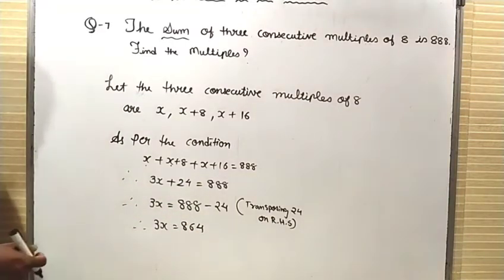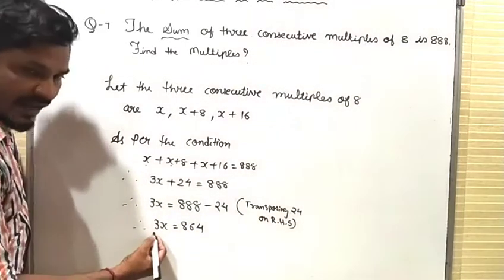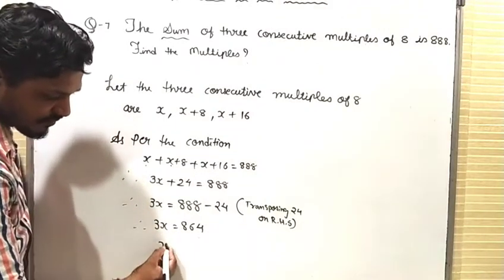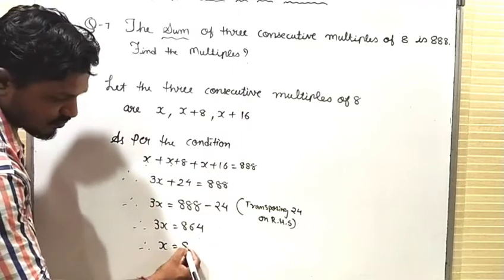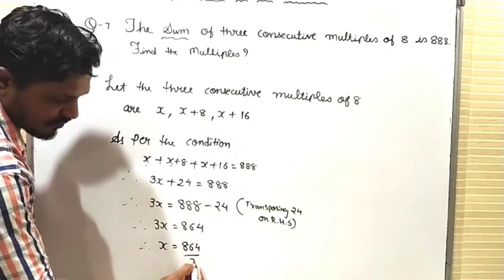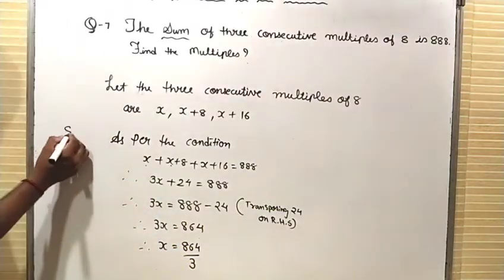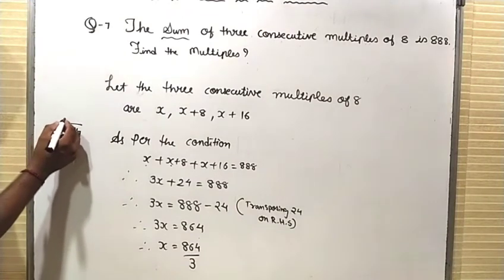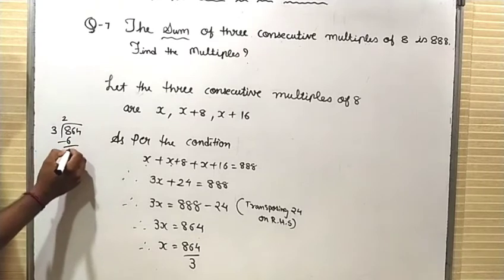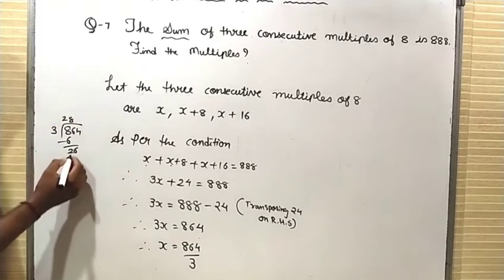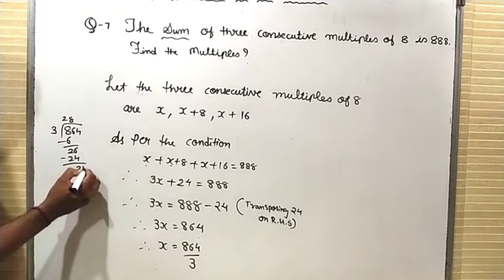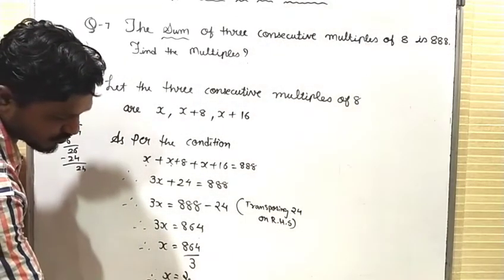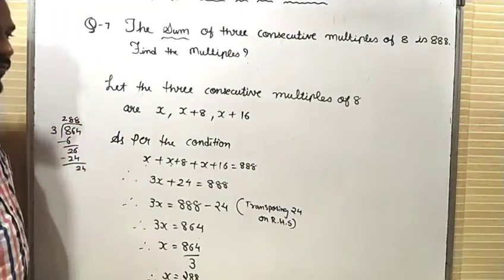Now divide it. Either you can divide both sides or directly take 3 over here as I do. 864 divided by 3, 3 eights are 24. The value of x I am getting is 288.